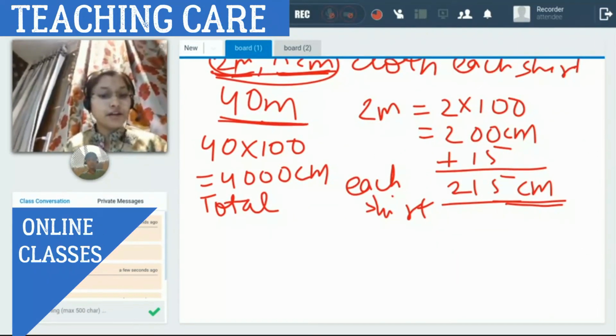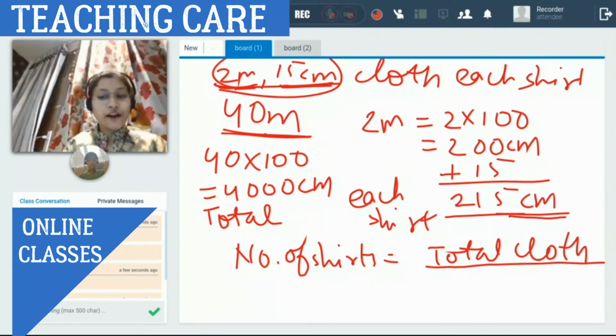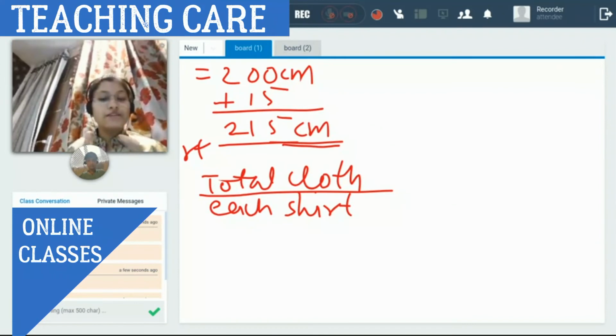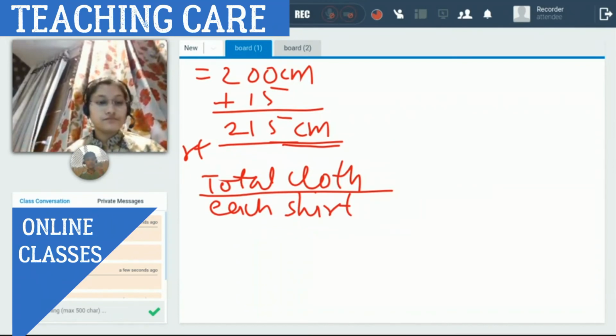Now to calculate the number of shirts, what I'll do: total cloth I am having divided by cloth required by each shirt. I will divide both of them to get the number of shirts. Why? Because 4,000 is bigger than the cloth needed for each, so we divide to know how many in total.